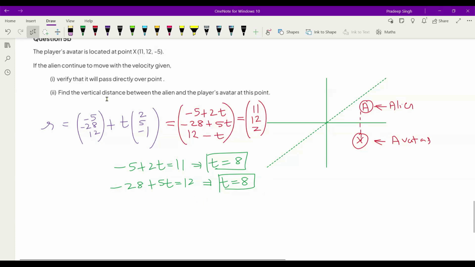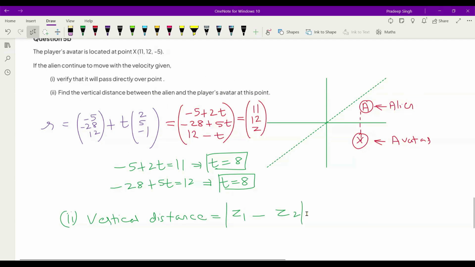In the second part of the question, we have to find the vertical distance between the alien and the player's avatar. Vertical distance is nothing but the difference between the z coordinates. So let me write it down. For the second part, the vertical distance between the two particles will be equal to the difference in the z coordinates. So let's write down z1 minus z2. And since it is distance, we take the magnitude of that.